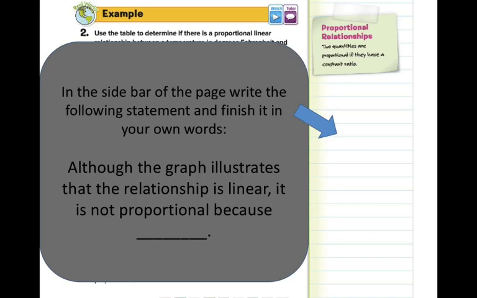Okay, so in the sidebar of the page, I want you to write this statement and then end it with your own words. Although the graph illustrates that the relationship is linear, it's not proportional because blank. We just talked about it. I know you know it. You just wrote it in your vocab, but I want you to write it again on the sidebar. So on the sidebar of this page, write the sentence and finish it. If you're unsure, rewind.